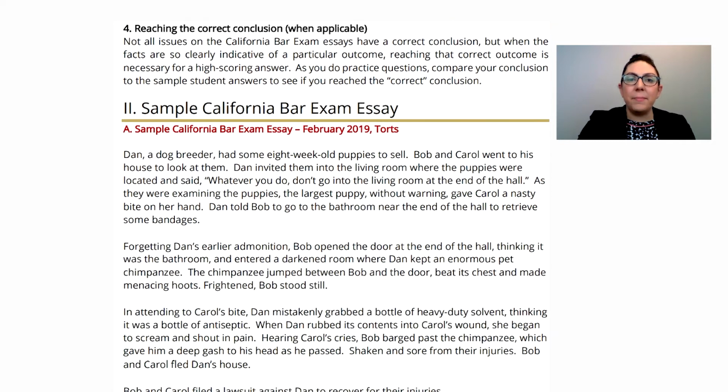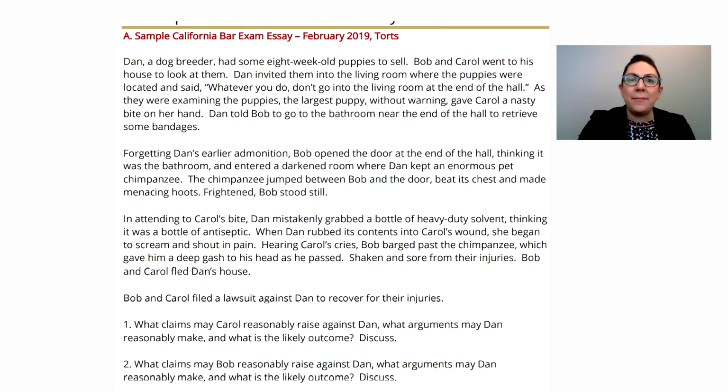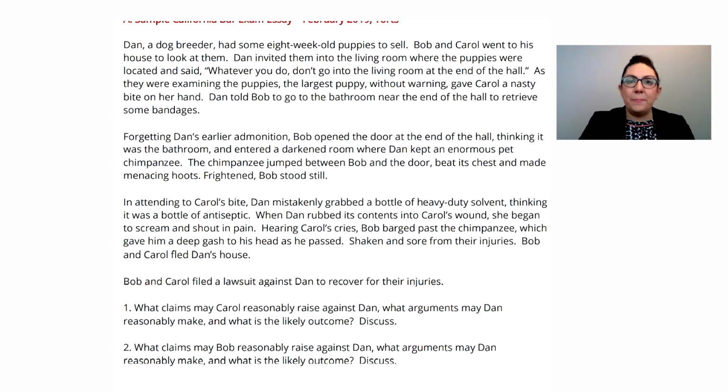This essay comes from the February 2019 exam, and this is the Torts essay. It says, Dan, a dog breeder, had some 8-week-old puppies to sell. Bob and Carol went to his house to look at them. Dan invited them into the living room where the puppies were located and said, whatever you do, don't go into the room at the end of the hall. As they were examining the puppies, the largest puppy, without warning, gave Carol a nasty bite on her hand.